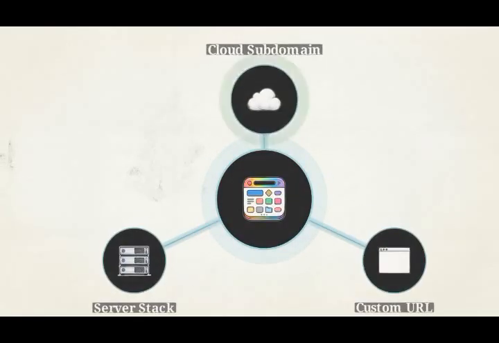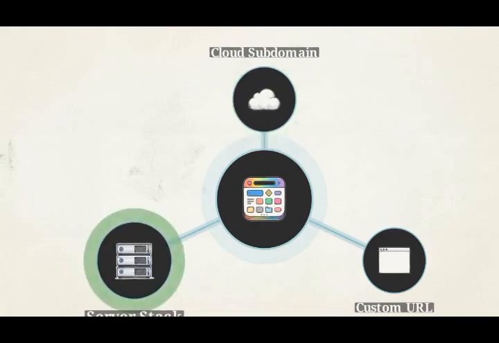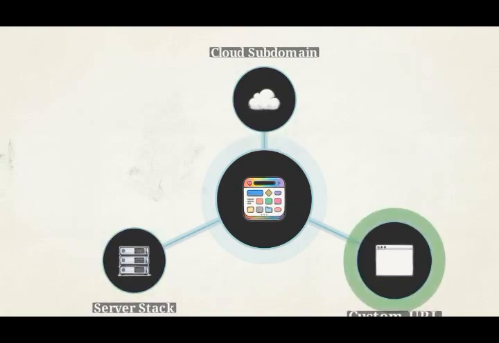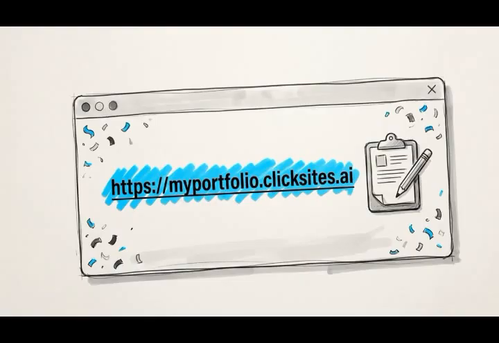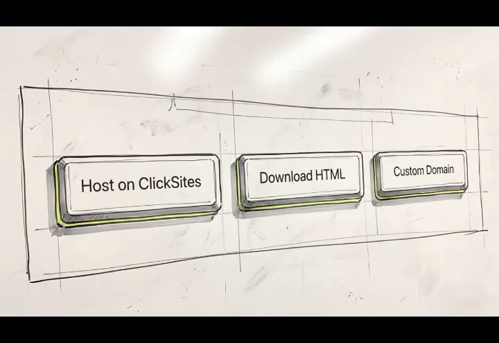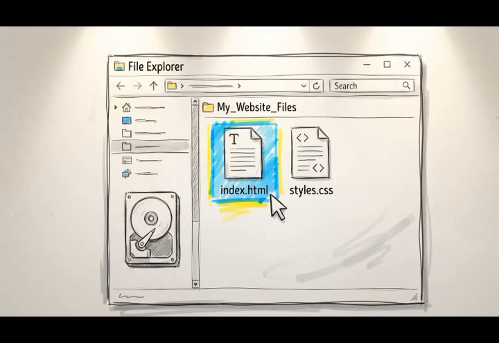As this diagram outlines, you aren't locked into that subdomain. Branching out to 3 options, you can choose the cloud subdomain, download the raw HTML files to your server stack, or point the site to your custom web address. After making your selection, a final pop-up will appear on your screen containing your newly generated live URL. Offering these distinct export methods prevents platform lock-in. It guarantees that you retain total ownership of your files and complete flexibility over where your digital presence lives.